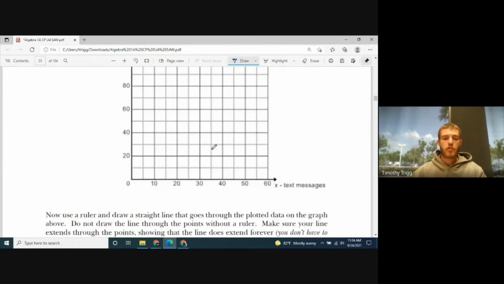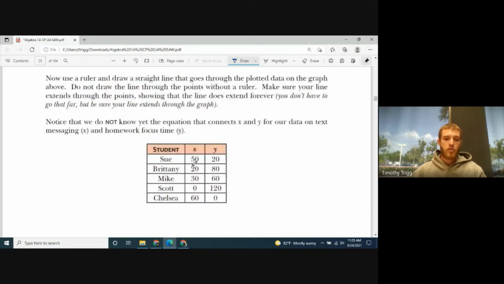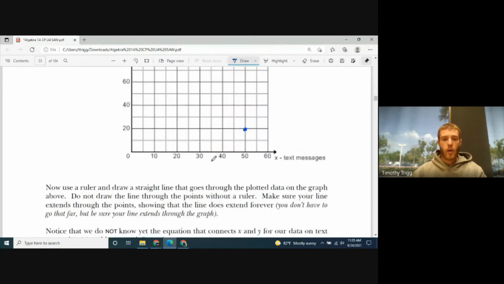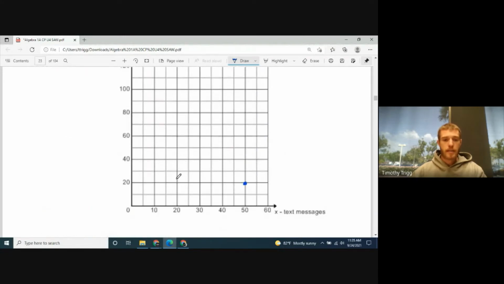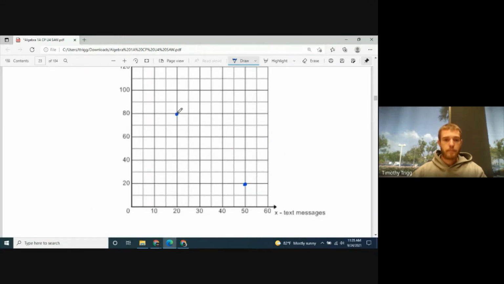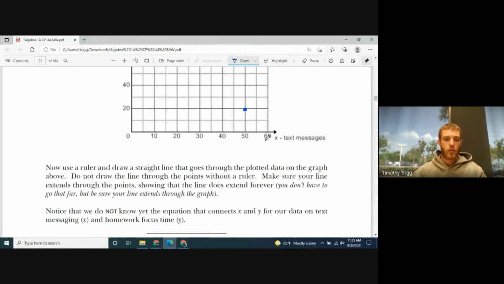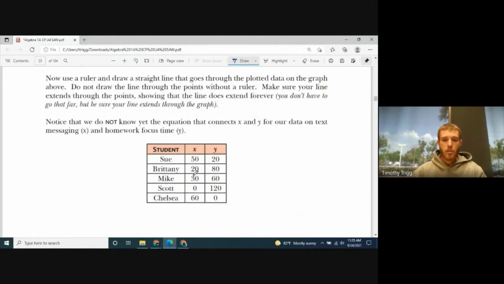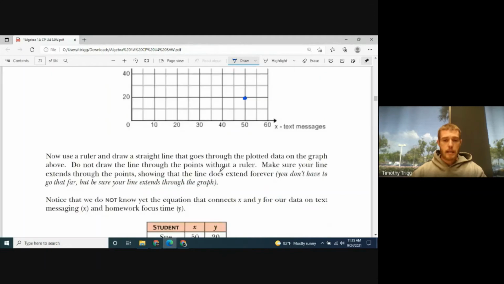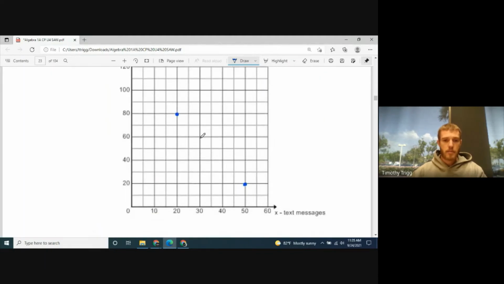50 comma 20 for Sue. So 50 on the x-axis. Okay, that's right here. 20 on the y-axis. For Brittany, 20 on the x, 80 on the y, 20 on the x-axis, 80 on the y. So that's where that coordinate is. For Mike, 30 comma 60. Notice these points, they're already forming a straight line, aren't they? That's good.